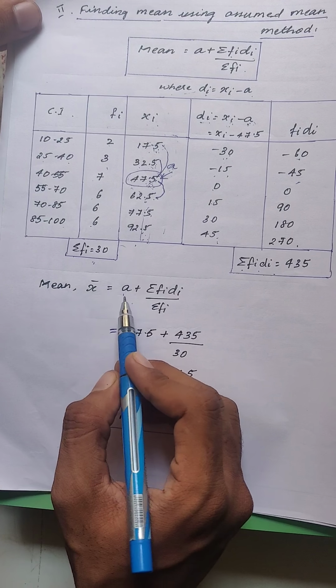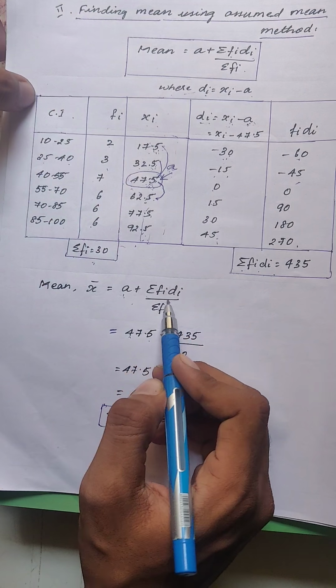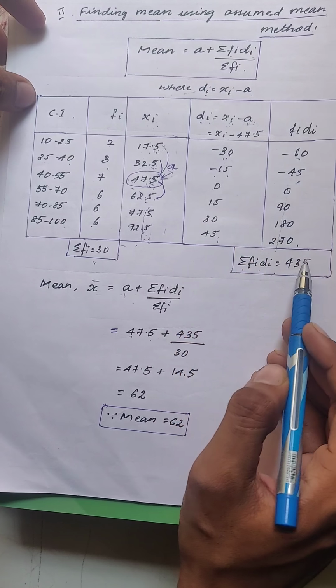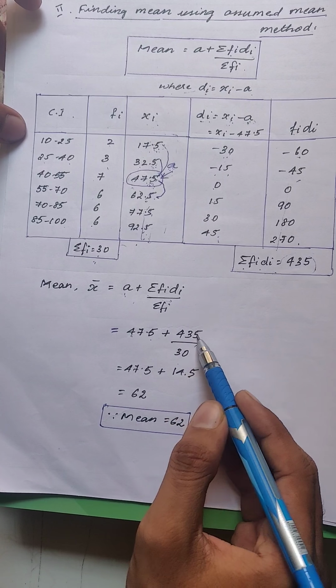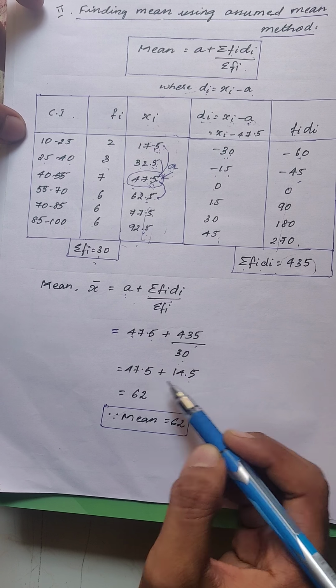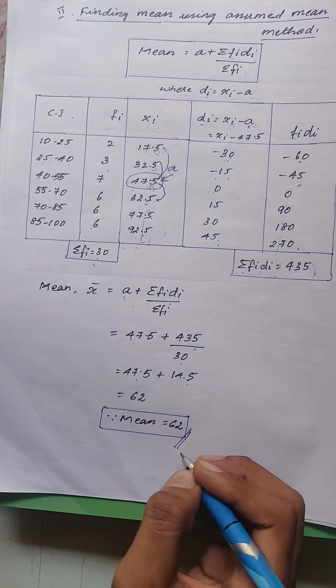So a is the assumed mean, that is 47.5. Sigma fi di is the summation of all the fi di values, which is 435, and sigma fi is 30. So you have to divide these two, and you will be getting 14.5. When you add, you are getting the mean value as 62.